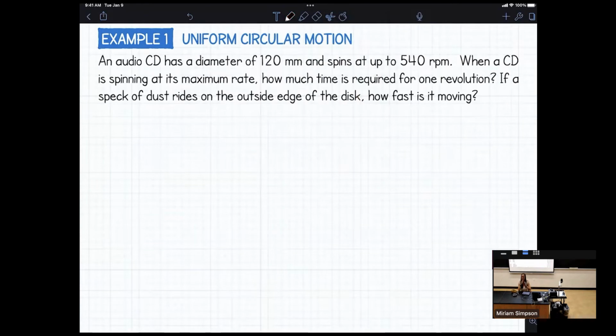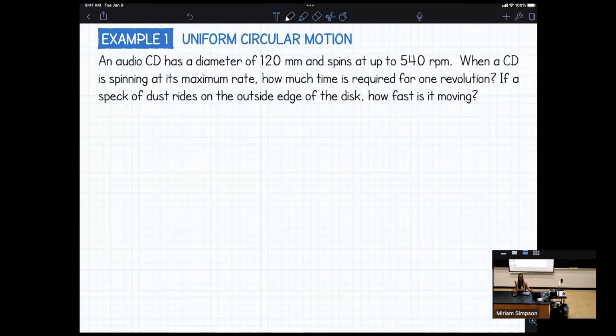So we have, does anybody still have audio CDs? I'm going to have to update this problem. You guys are all aware that some people in the past played music with these round discs? Yeah? Okay. So we could just make it vinyl. That's easier. They don't spin as fast.